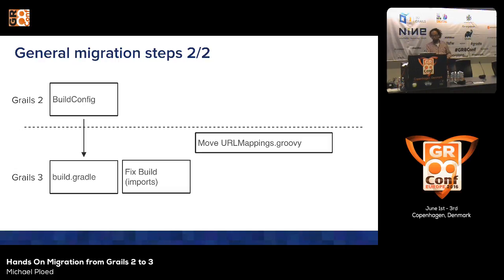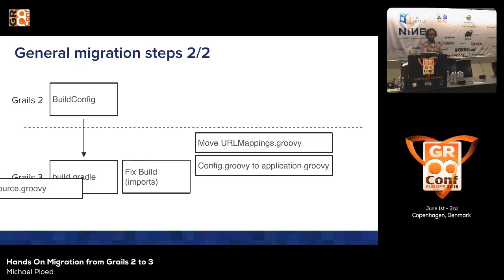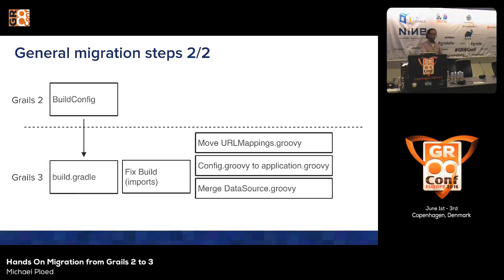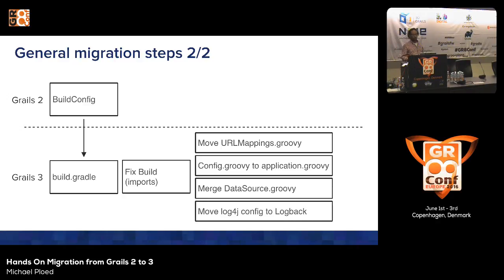It won't work. And when this has been done, you move the UrlMappings.groovy from the conf directory to the grails-app controllers directory. Then we rename Config.groovy to application.groovy, and we merge DataSource.groovy into the application YAML. That is, I would say, in a high-level view, the general approach that you take in order to migrate. Sorry, I forgot the log4j to logback configuration.